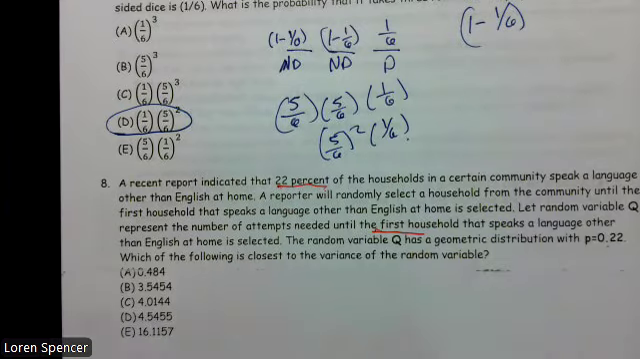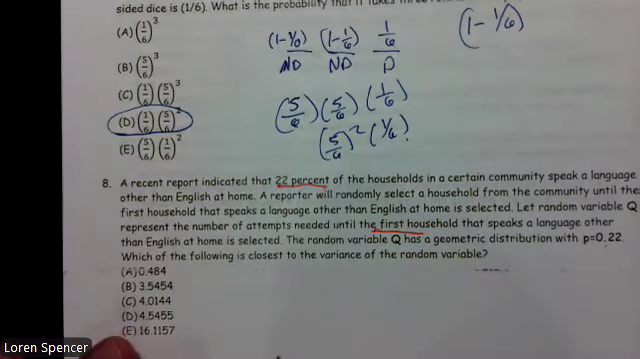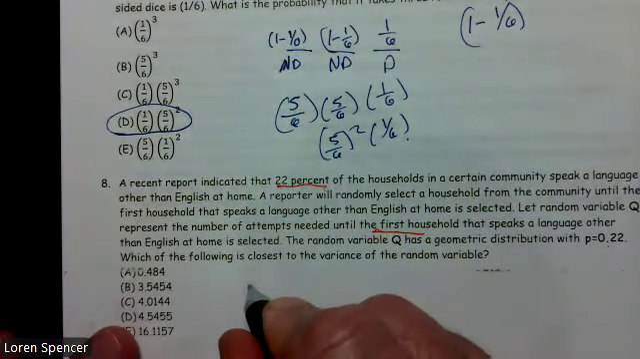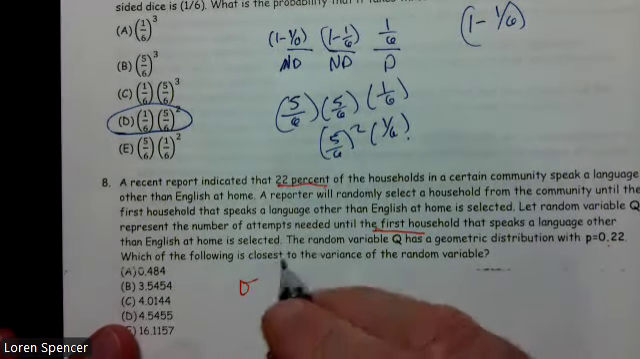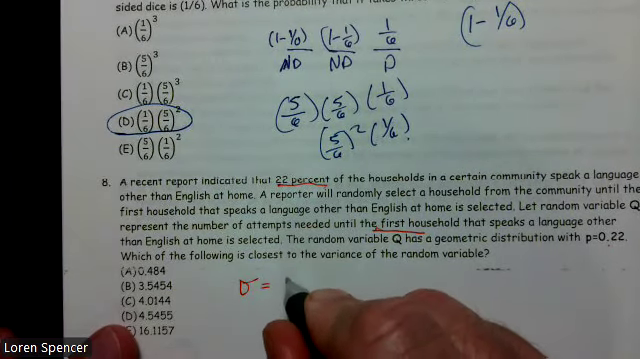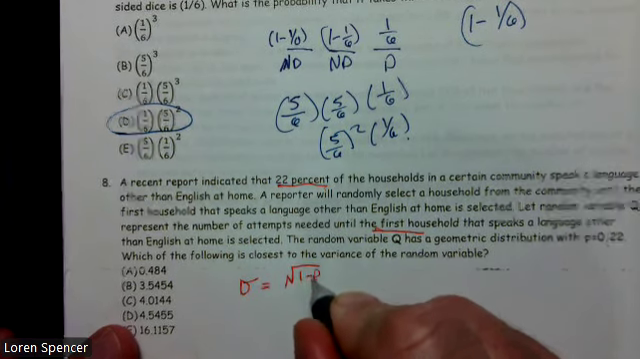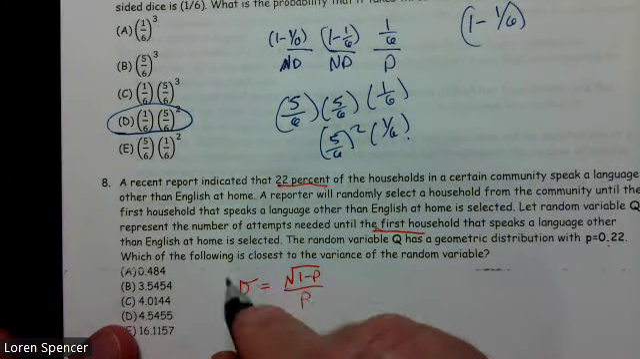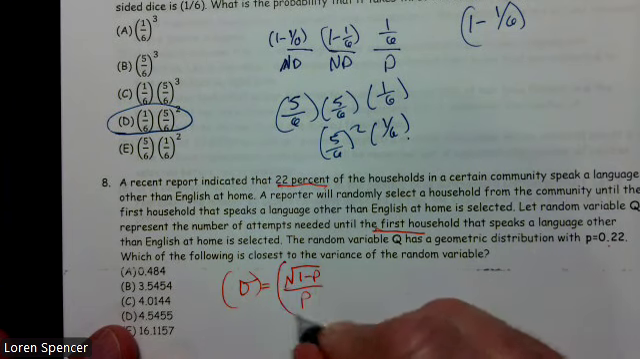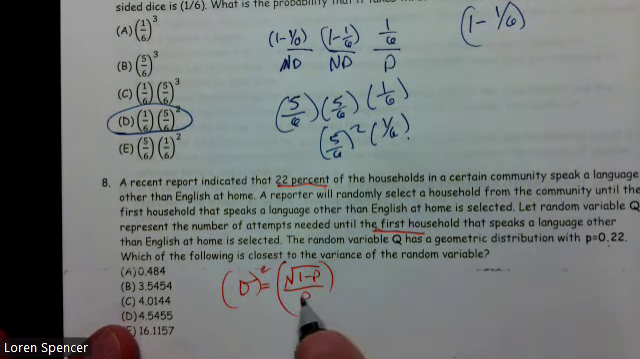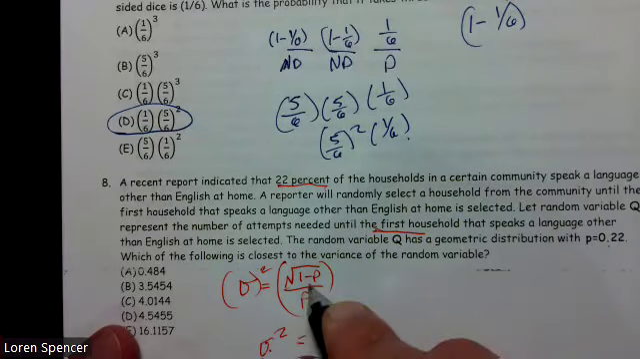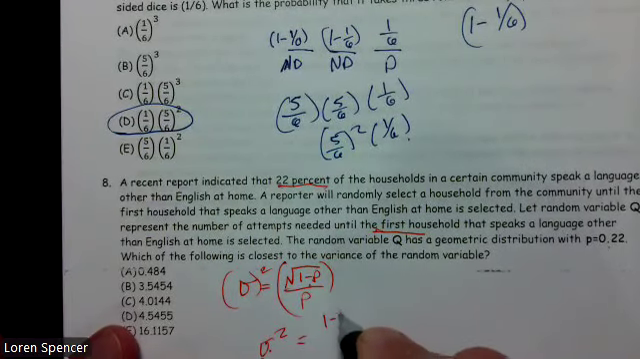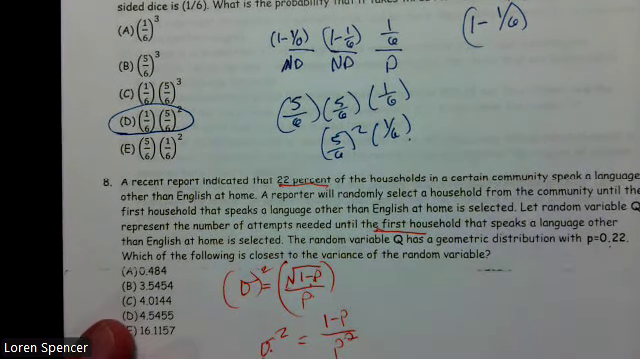Which of the following is closest to the variance? All right, so here we go. First off, they don't give us the variance, but they give us the standard deviation formula. So the standard deviation is the square root of (1 minus P) over P squared. Well, if I square that, I get the variance. When I square that, my square root sign comes off, but this P gets raised to the second power. So that becomes my formula.